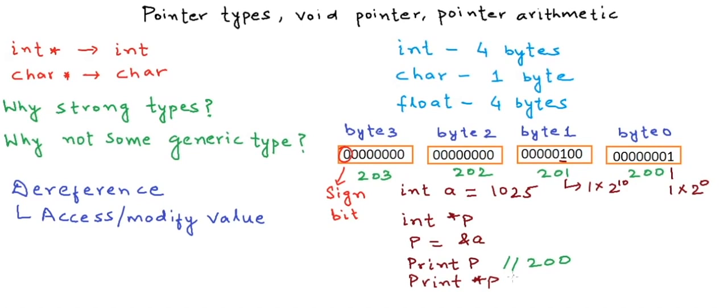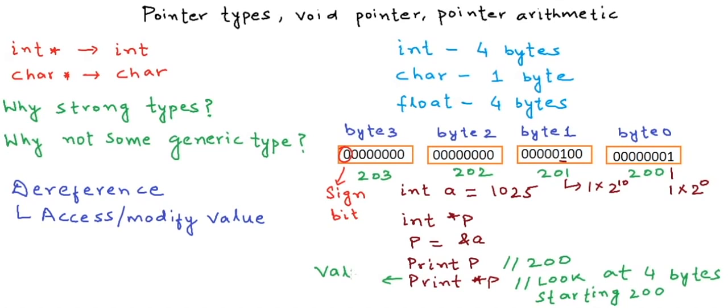address. Then the machine sees that p is a pointer to integer, so we need to look at 4 bytes starting at address 200, and then the machine knows how to extract the value of an integer data type. So it retrieves the value 1025 out of these 4 bytes.